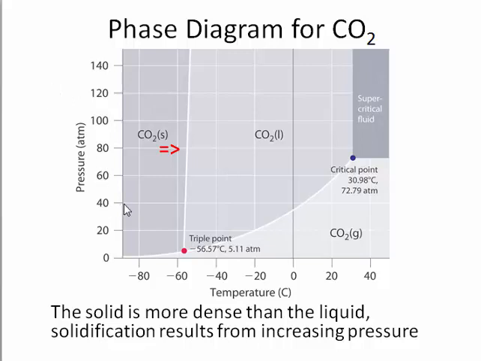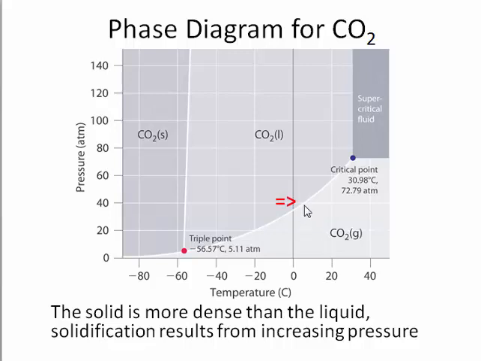If we consider a pressure of 40 atmospheres, notice that the solid to liquid transition occurs at a somewhat lower temperature. In other words, reducing the pressure on carbon dioxide by about 20 atmospheres reduces the melting point a few degrees to a lower temperature. After the transition from solid to liquid is complete, the liquid can be heated to, it looks like, maybe this is about 5 degrees Celsius.